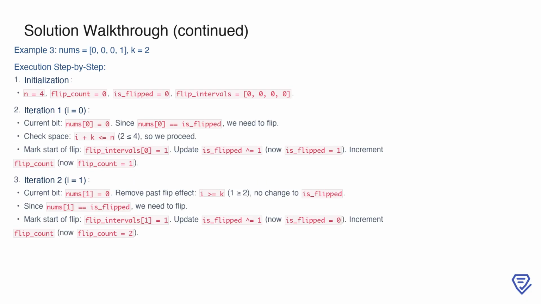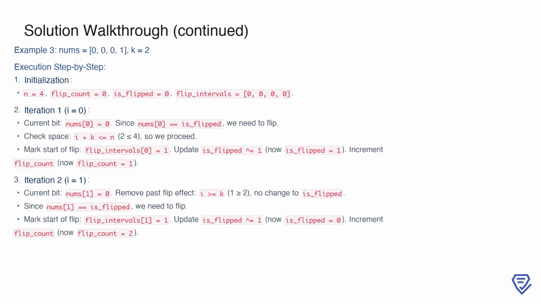In this third example, nums equals 0, 0, 0, 1, and k equals 2. Initialization gives us n equals 4, flip_count equals 0, is_flipped equals 0, and flip_intervals equals 0, 0, 0, 0. At I equals 0, the current bit is nums[0] equals 0.